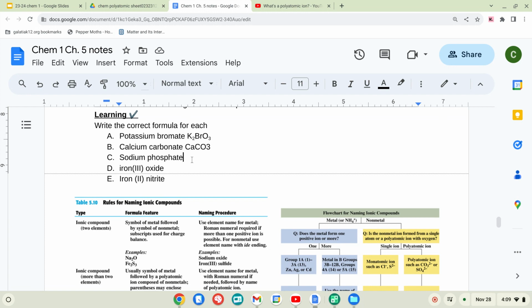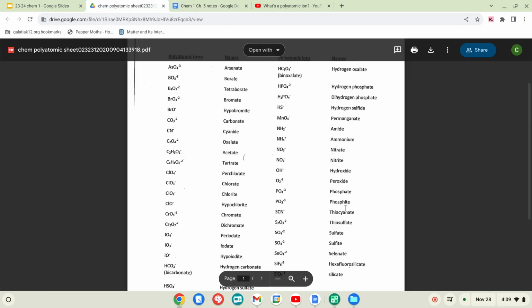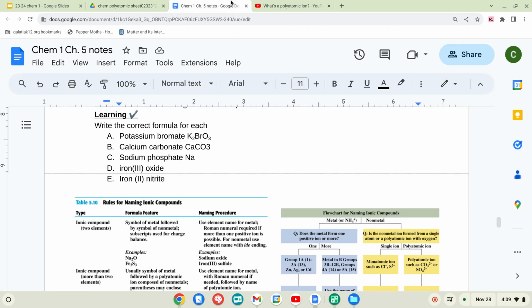All right, on C, sodium is Na, and phosphate, if you look back at this sheet, is going to be PO4, and it is a -3. So it should be Na3, PO4. So once again, I'm saying I only have one of these PO4s, but I have 3 of these. I am just crisscrossing the charges. All right, once again, the 3 and the 4 should be a subscript.